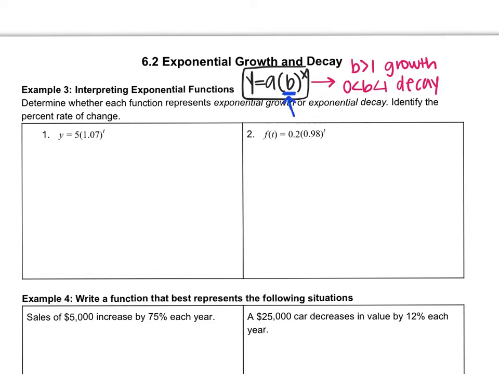That b also represents my growth or decay factor. And I'm going to use that factor to find the percent rate of change. So there's a difference between factor and rate here, and that's going to be important.